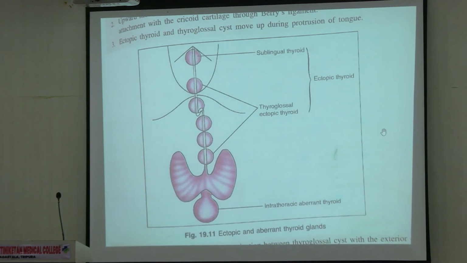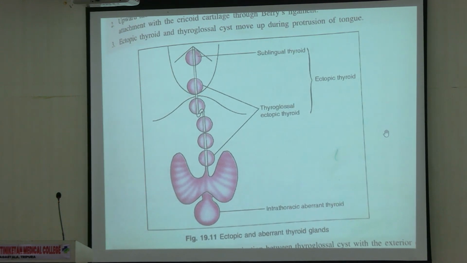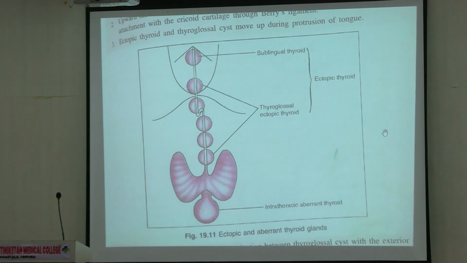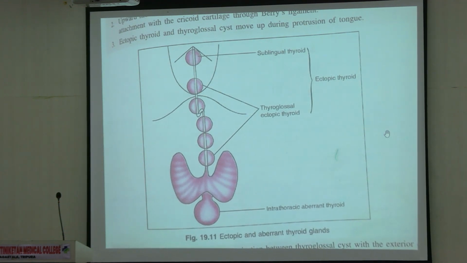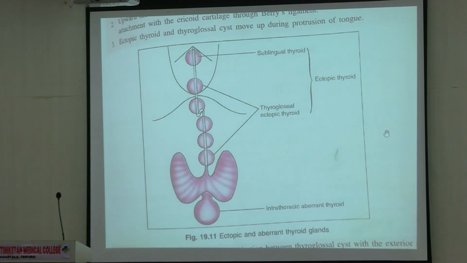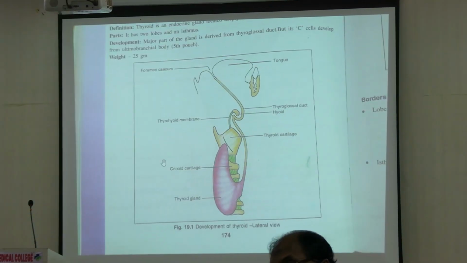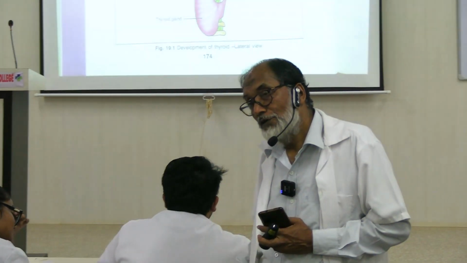So when you do your duty in the surgery OPD, such cases may come. Then you have to diagnose. By this simple clinical test, you can diagnose whether it is a thyroglossal cyst or a simple enlarged lymph node. Right? Is your question answered? Any queries?